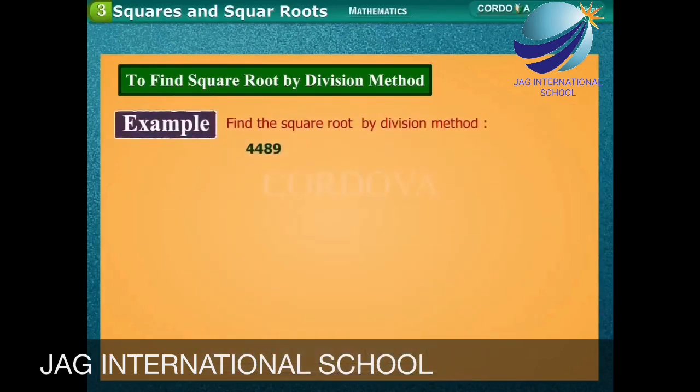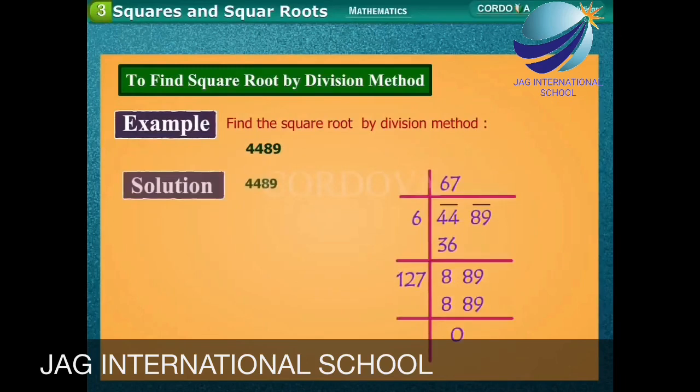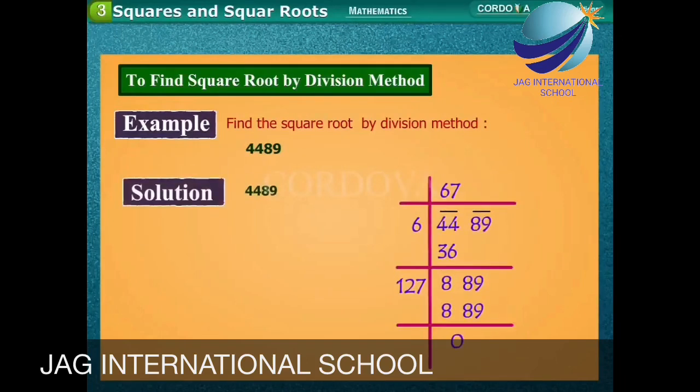Example: find the square root of the following by division method. 4489. Solution: the square root of 4489 is equal to 67.